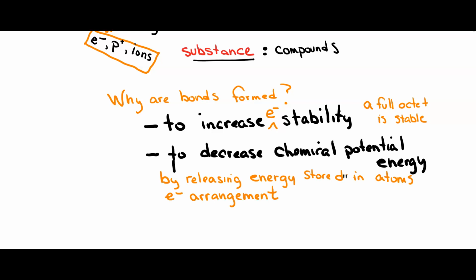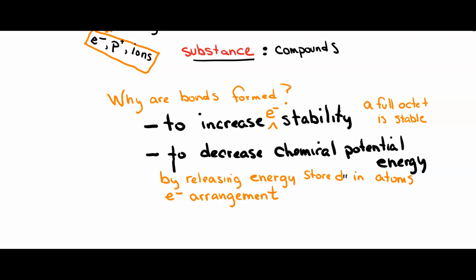Another reason bonds form is to decrease chemical potential energy. The lowering of chemical potential means that we don't have energy stored in the atom. It's released to the environment. And that release of energy often comes by changing how your electrons are arranged, by reaching that full octet, by having different attractive forces change the distance from the nucleus an electron might be experiencing. And we already know that the distance from the nucleus is associated with energy when we studied energy levels.